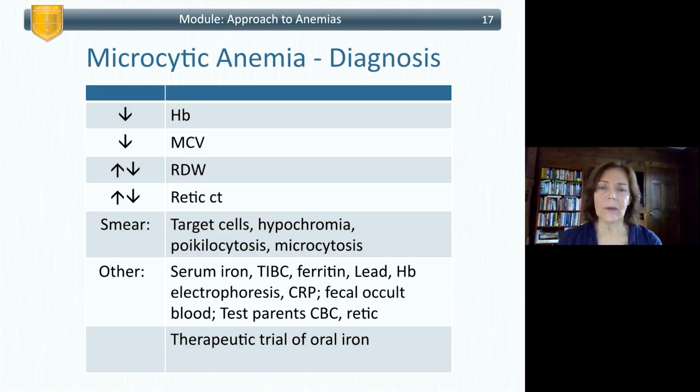So other tests that you might want to get include iron studies, which is serum iron, total iron binding capacity, serum ferritin. You might want to get a serum lead level, as well as hemoglobin electrophoresis, and a C-reactive protein would help you analyze for inflammation. If you suspect blood loss, you might want to get stool samples for blood. And of course, you could always test the parents as well. Or you would have to ask the parent to go to their physician to get a CBC and retic count obtained if they haven't in a while.